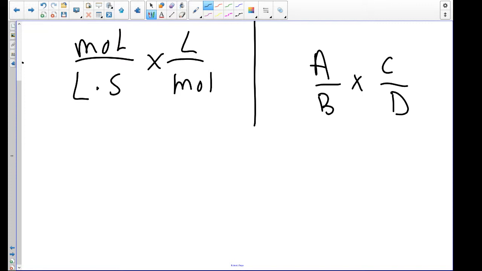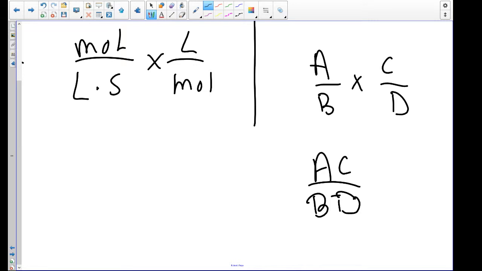So what is A over B multiplied by C over D? We can make that into a single fraction of AC over BD, where A is multiplied by C and B is multiplied by D as well.